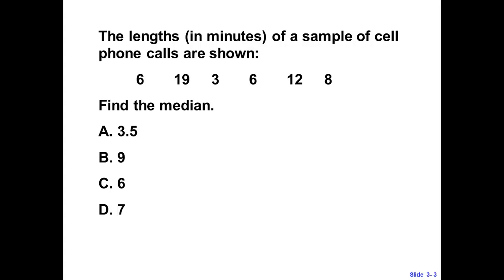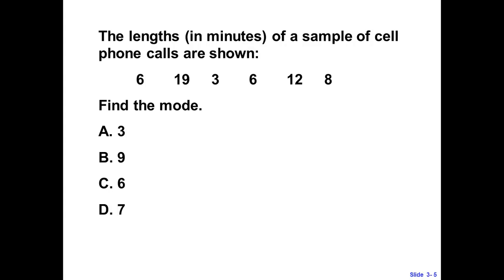For number 2, same group of data, we have to put the data in order from the smallest to the largest. So the data will be 3, 6, 6, 8, 12 and 19. We put the data in order, step number 1. Step 2, it will be the average of the third and fourth ranked observation. So the third one is 6, the fourth one is 8, so the average of 6 and 8 will be 7. So the correct answer is D.